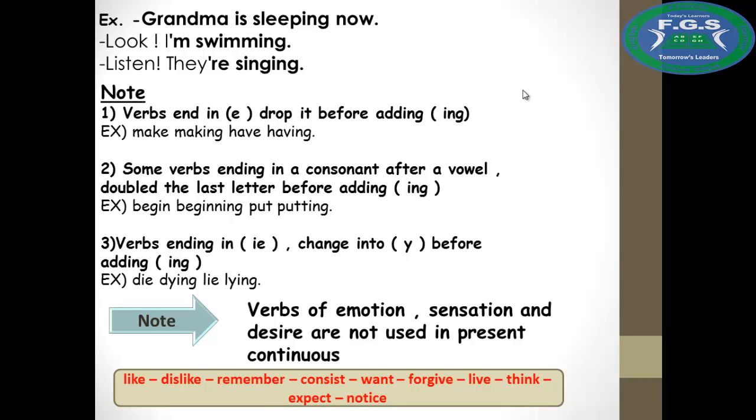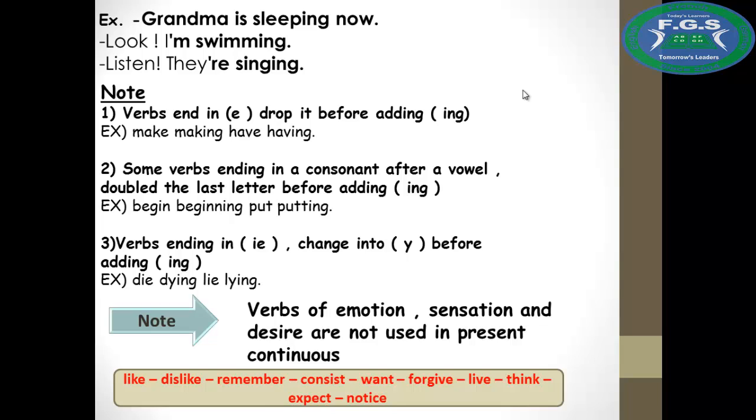That's okay. Number 2, some verbs ending in a consonant after a vowel, double the last letter before adding ing. For example, begin, beginning, put, putting. That's okay. Number 3, verbs ending in ie change into y before adding ing. For example, die, dying, lie, lying.